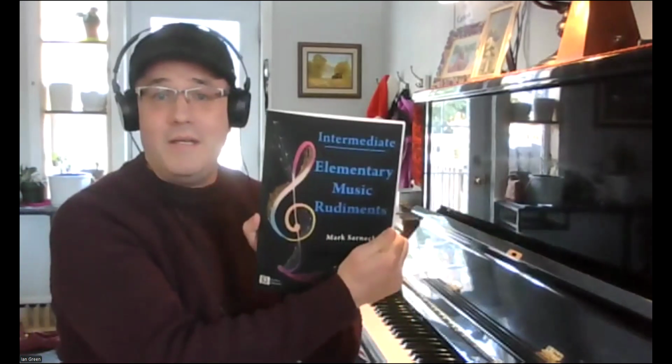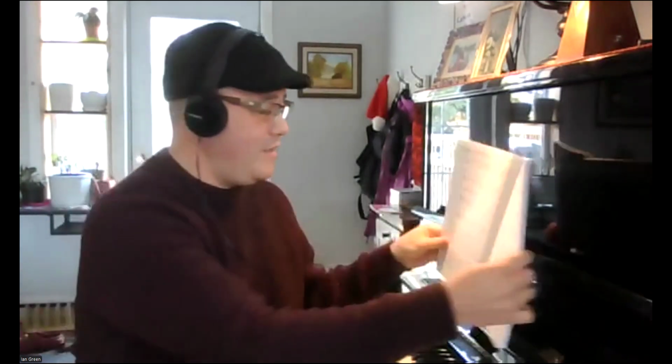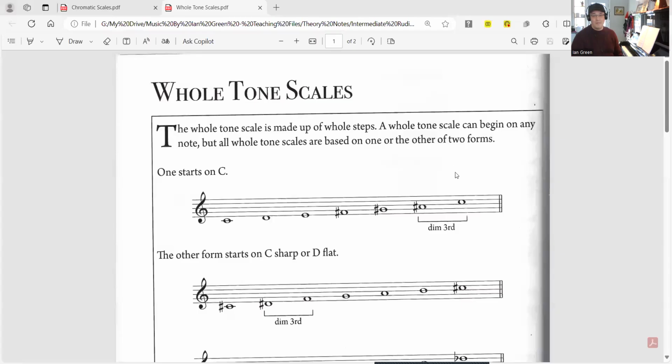Green. And today it's my pleasure to be looking at Unit 5, which is whole tone scales, which is a set of units I'm organizing as tutorials to supplement the Intermediate Theory Elementary Music Rudiments theory book written by Mark Sarnecki. This is a really helpful set of tutorials that I hope you will find enjoyable and intriguing. And today we're going to be looking at whole tone scales. Let me share my screen and I'll explain some of this a little bit more in depth.